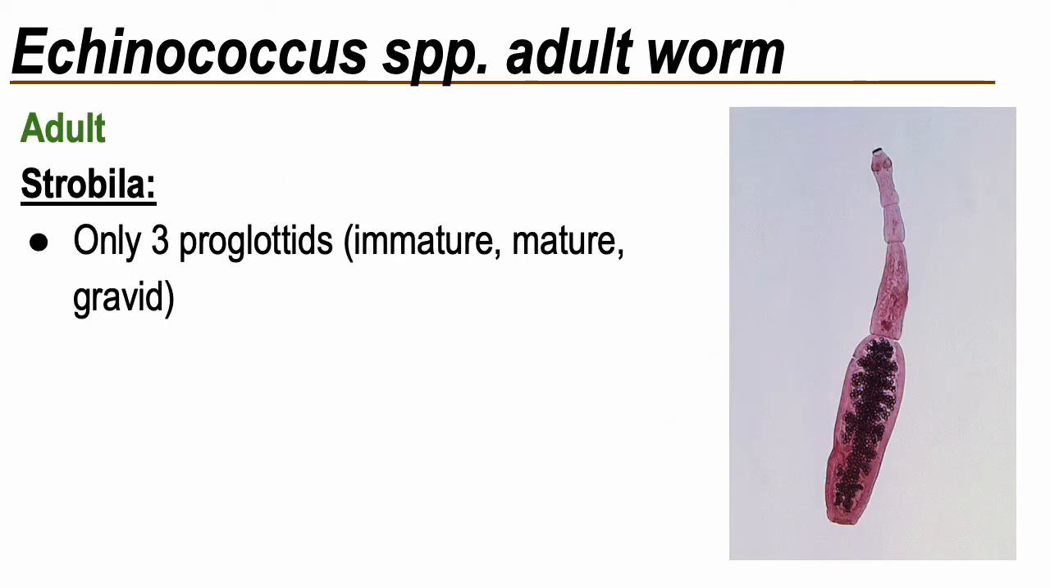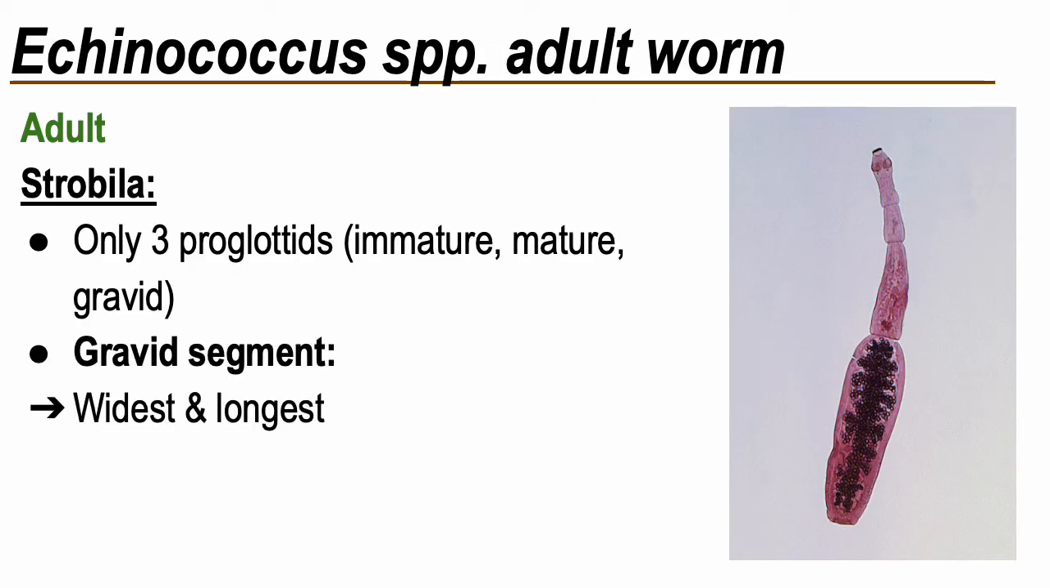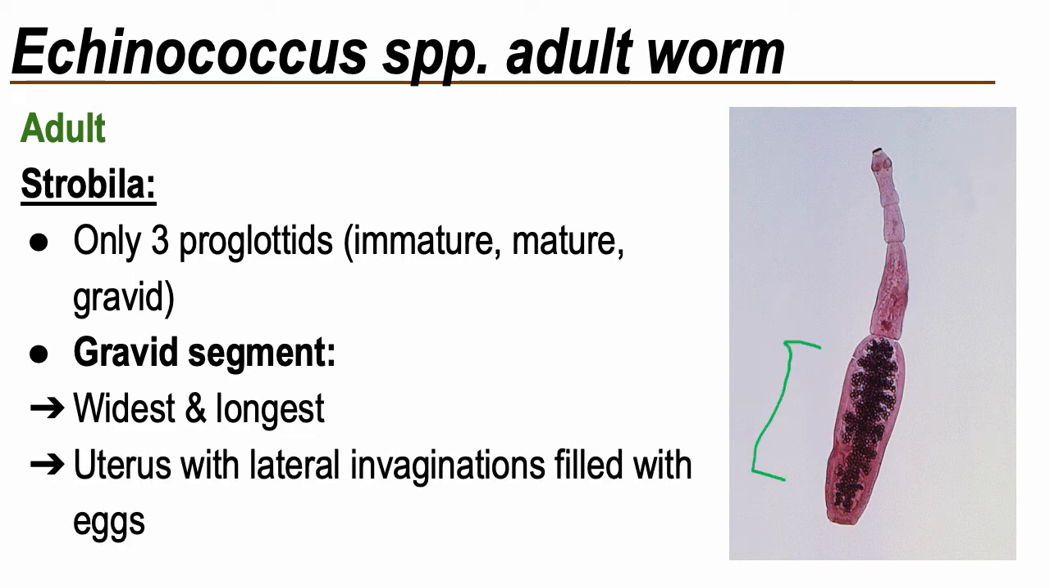While on the strobila, it contains only 3 proglottids, namely the immature, mature, and the gravid. By the way, the gravid segment is by far the widest and longest among all the segments of this adult worm, just like here in this picture. The gravid segment has, especially in its uterus, lateral invaginations filled with eggs.